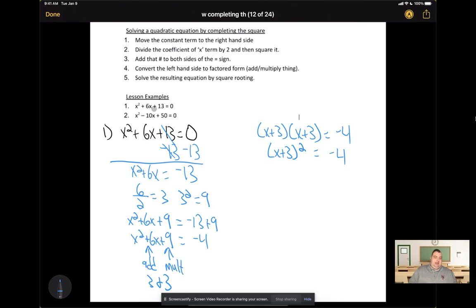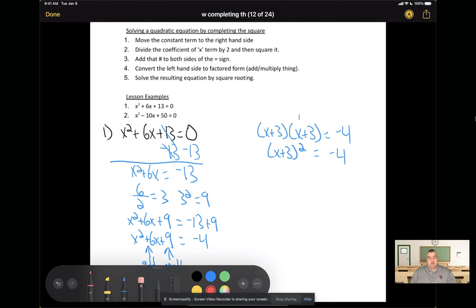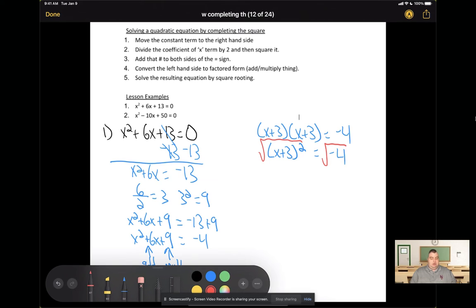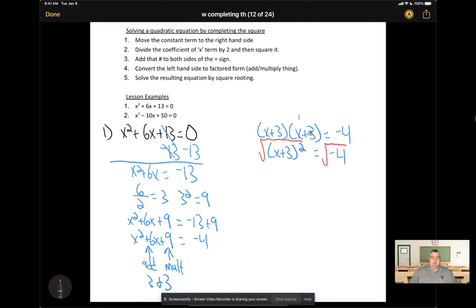Now that I've done that, I can do step 5. Solve the resulting equation by square rooting. In other words, solve the resulting equation by taking the square root of both sides. Now, why am I going to square root both sides? Because squaring and square rooting, as we've talked about, are opposites of each other.